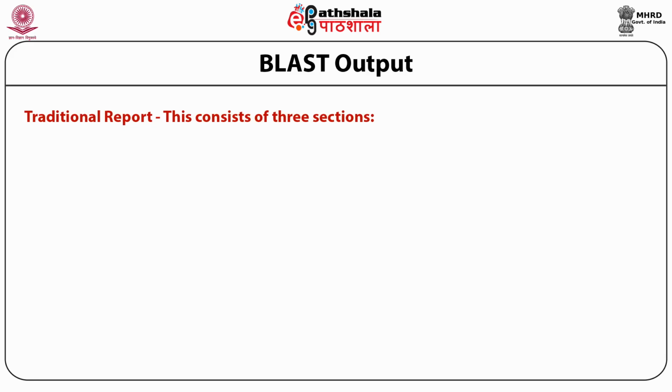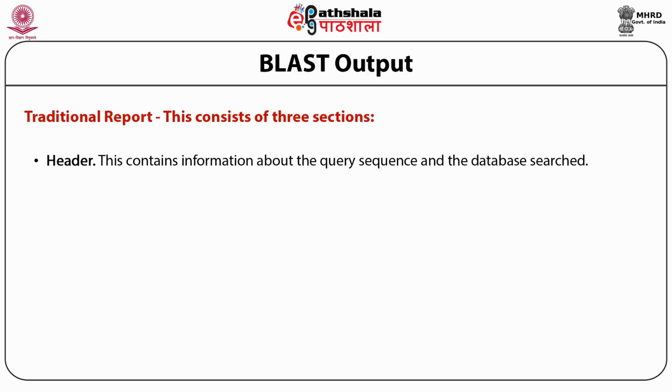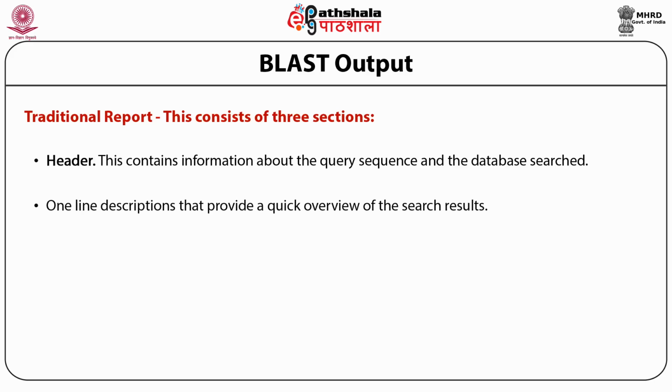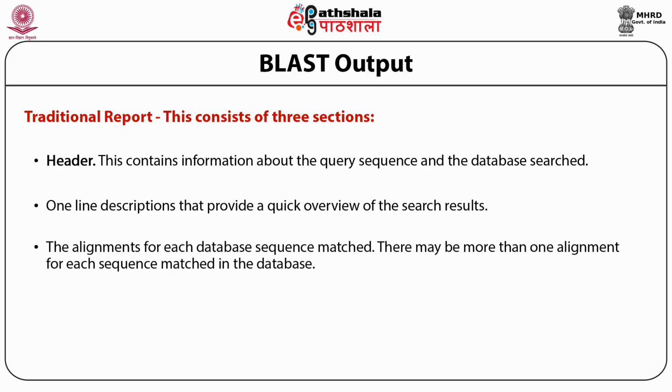At the top, we'll call it the header section. It contains information about the query sequence and the database you are searching. You might search all sequences in the database, or you might search some particular subset of the database according to your need, and all this information will be given in the header. Then there is a one-line description which provides a very quick overview of your search results, and after that the third section with the detailed alignments of the HSPs which BLAST has returned to you will be given to you one after the other. So let us look at these 3 sections in detail one at a time.